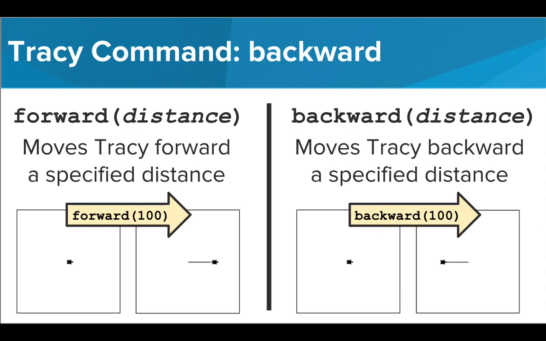We've learned how to use two commands already, the forward and circle commands, but Tracy knows how to do more than that. In the same way that we can move Tracy using the forward command, if you tell her backward, she will move in reverse the distance that you have entered in the parentheses.